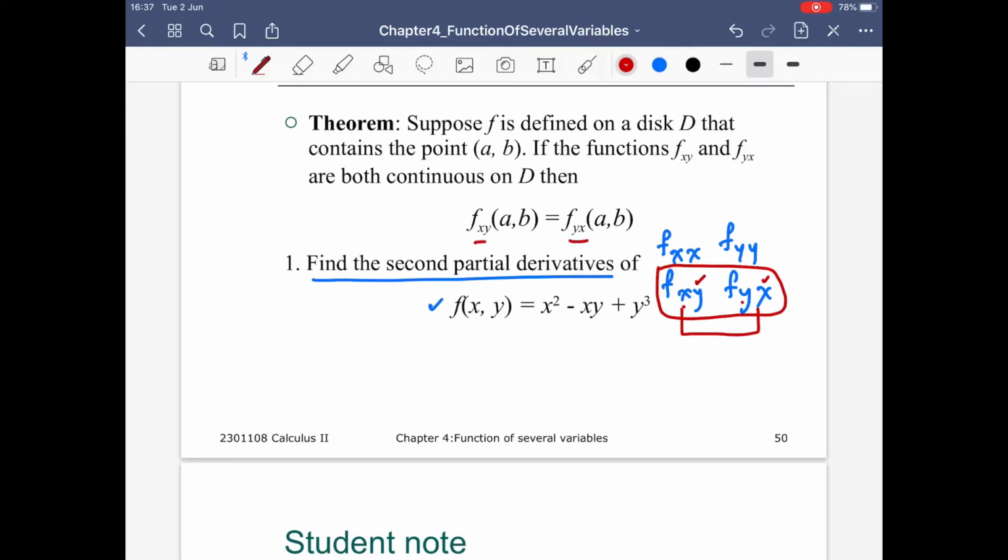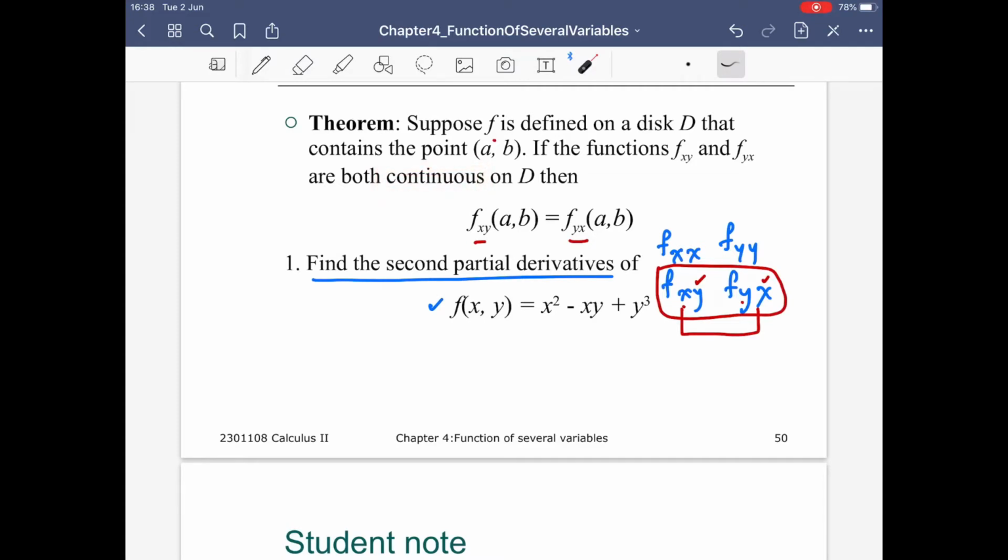This theorem says that if your f is defined on a domain which is a disk D, and if your f contains the point (a, b) under consideration, and the functions f sub xy and f sub yx are both continuous on that domain D, then f sub xy at the point (a, b) and f sub yx at the point (a, b) will be the same value. So the most important condition is that your function f has to be continuous.